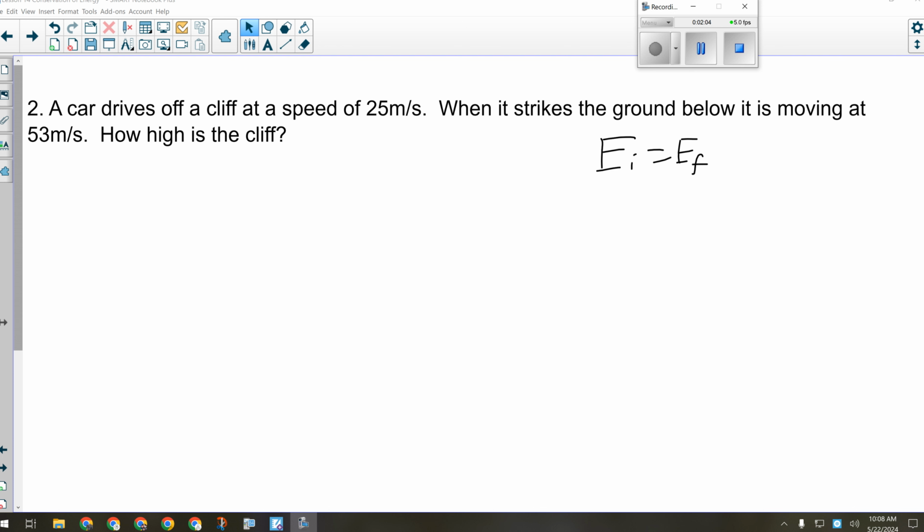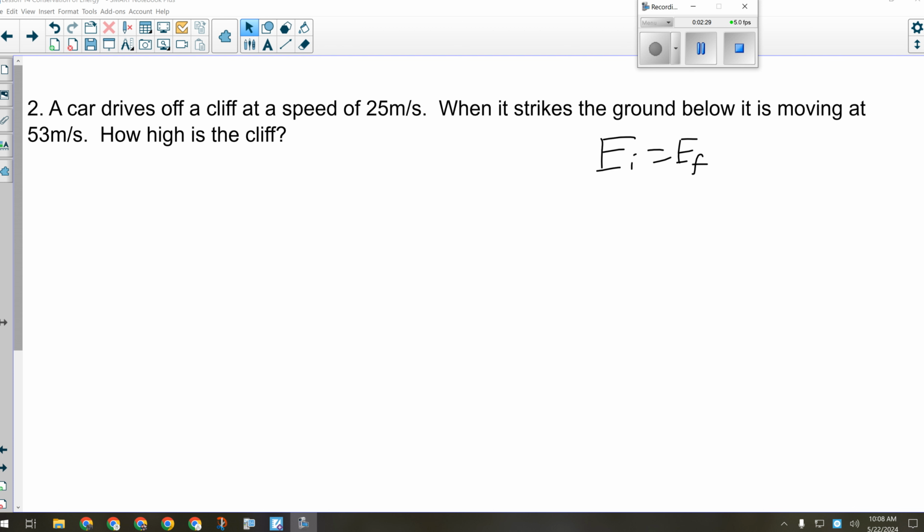Okay. The car drives off at 25 meters per second. When it strikes the ground below, it's moving at 53 meters per second. Okay? How high is the cliff? All right. When I first read that question, does it look like they're only giving me speeds? Like if I'm just looking at numbers, the only two numbers I see in that question are speeds. Agreed?